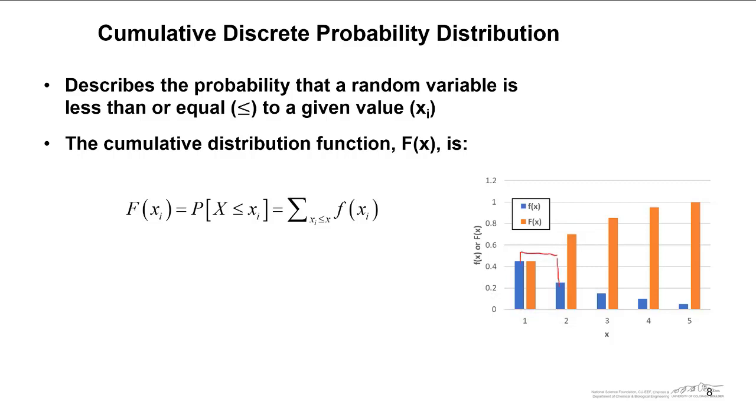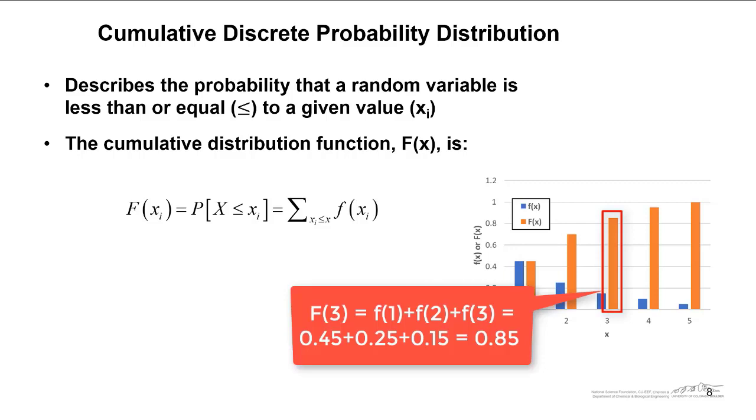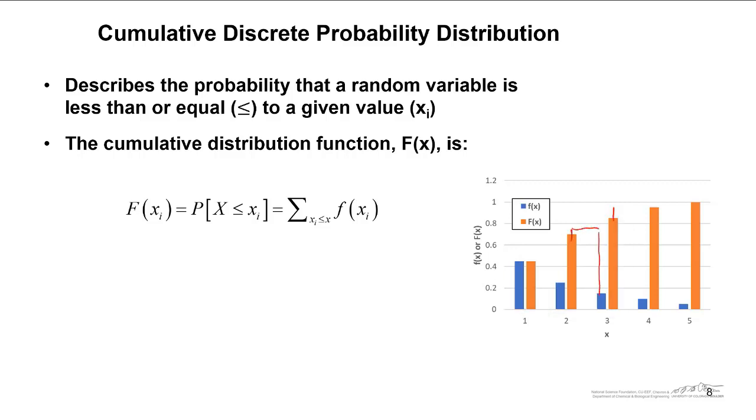So if you add those two up, you get that. And if we keep going, this large bar is just the sum of the previous sum and the next f of x, and so on. So it's always a running sum, and obviously if you go to the very last x, it's always going to approach 1.0 because that's the cumulative.